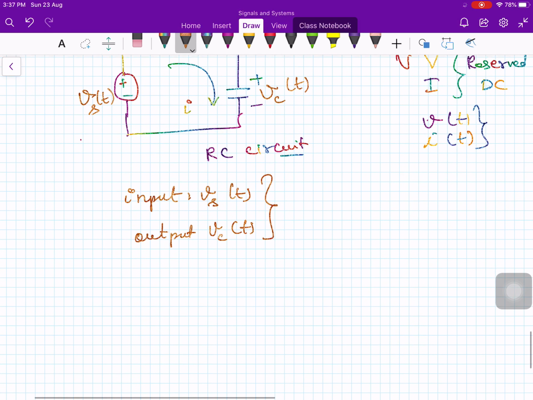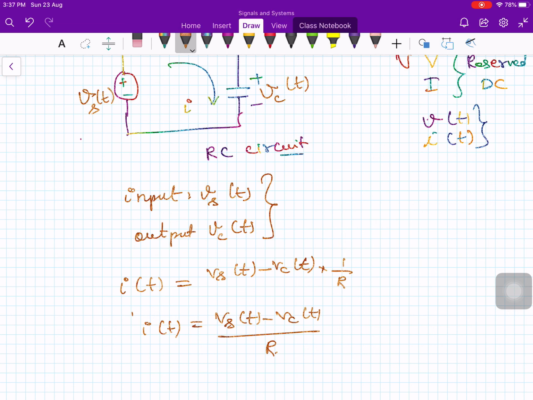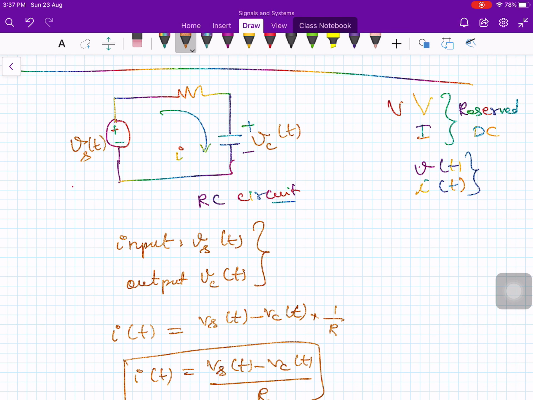Specifically, from Ohm's law, the current I of t through the resistor is proportional to 1 by R times the voltage drop across the resistor. The voltage drop across the resistor is Vs of t minus Vc of t, so I of t equals Vs of t minus Vc of t divided by R. By using Ohm's law, you can write down the I of t. Or if you are familiar with Kirchhoff's voltage law, then you can also apply that.